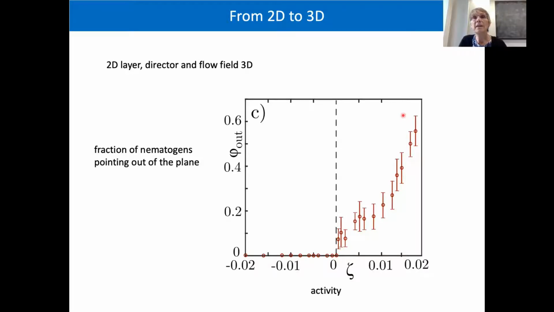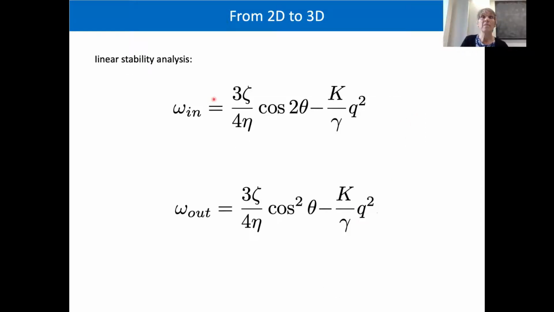We did a linear stability analysis to look at that. This omega is the rate at which perturbations grow. The perturbations have a wave vector q, which is at an angle theta to the director. This is the rate of growth of perturbations in the plane, and you can see that it goes as cos 2 theta. So if I have an extensile system, this will be a growing perturbation for theta is 0. Theta equals 0 corresponds to a bend perturbation.